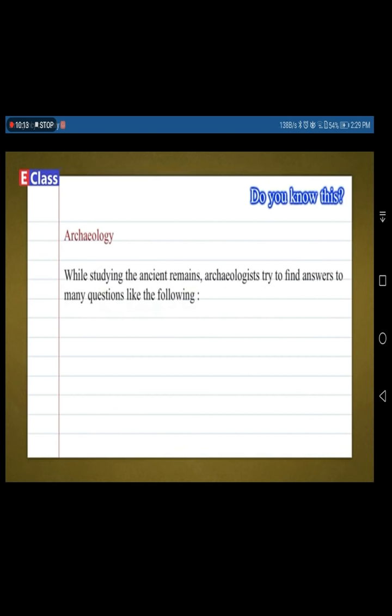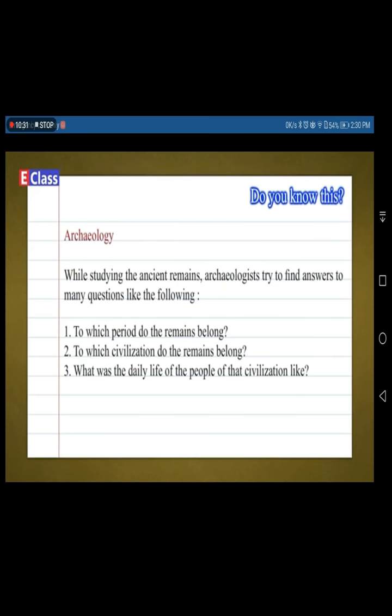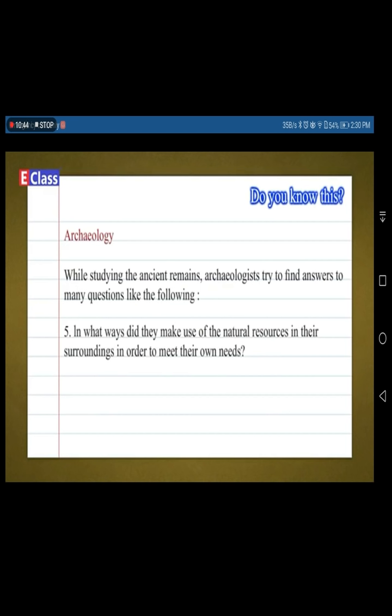While studying the ancient remains, archaeologists try to find answers to many questions like the following. 1. To which period do the remains belong? 2. To which civilization do the remains belong? 3. What was the daily life of the people of the civilization like? 4. What kind of relations did those people have with the people of other civilizations? 5. In what ways did they make use of the natural resources in their surroundings in order to meet their own needs?